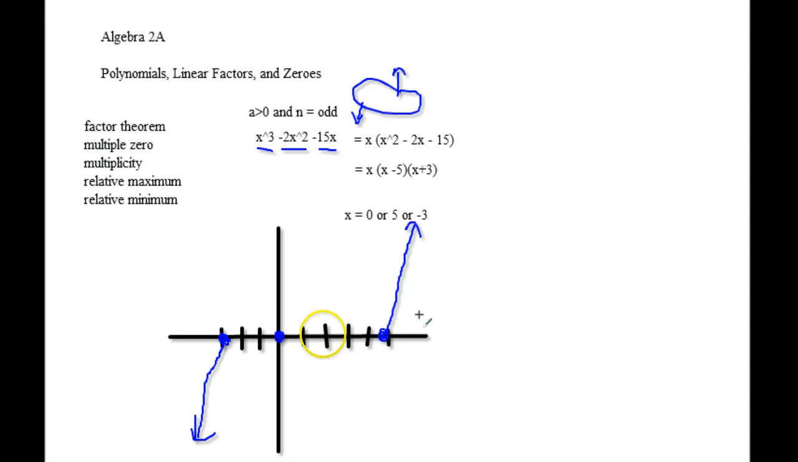Okay, so that's kind of simple, but where does it go in here? So this is where I actually have to plug in some points. And so what I might do is plug in values.